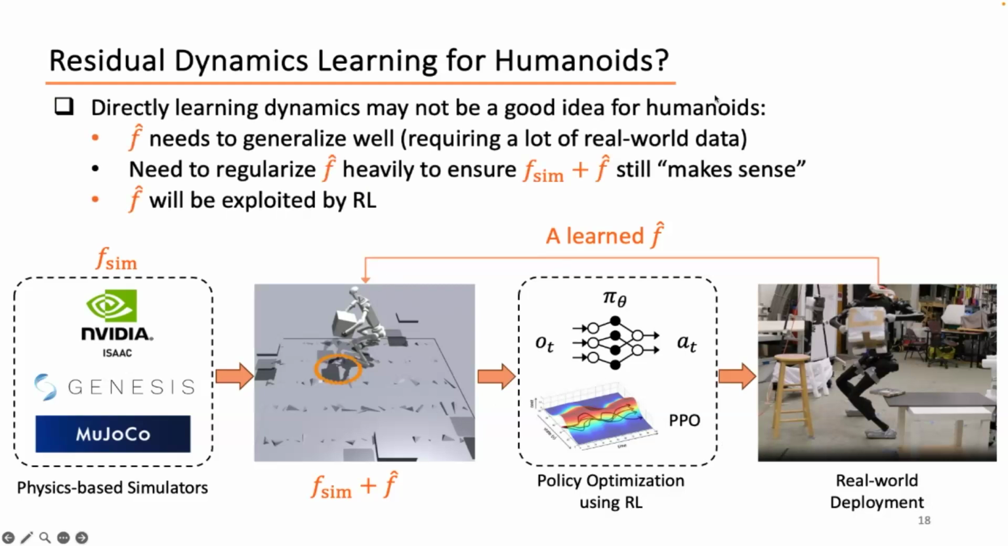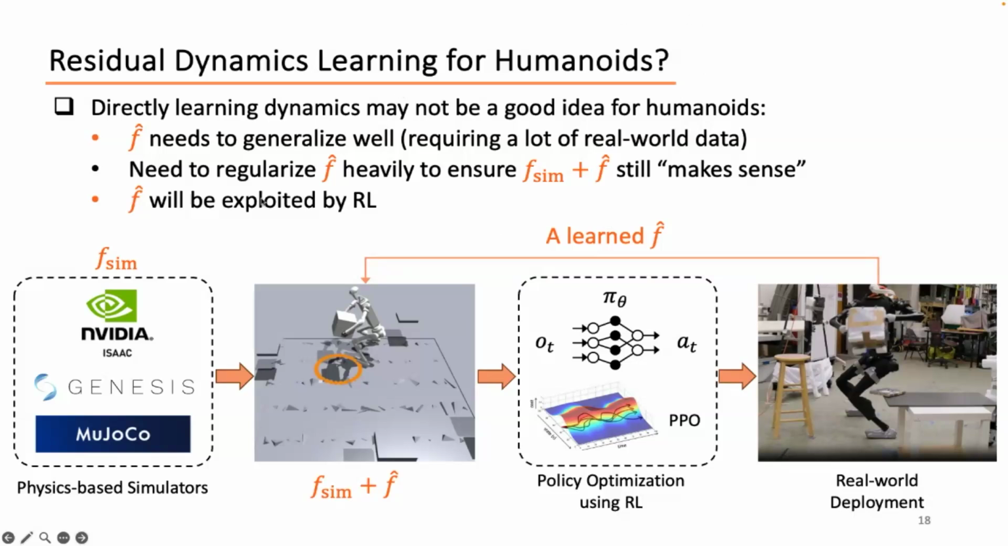Does it work? Unfortunately not. We tried very hard, but we realized humanoid is too complex. At this stage, it may be a bad idea to learn residual dynamics. Because we really need F hat to generalize very well, which requires a lot of real-world data, and also we need to regularize F hat heavily to ensure F simulation plus F hat still makes sense, which is very challenging. For example, how do you know that the energy is still conserved? How do you know the momentum is still conserved?